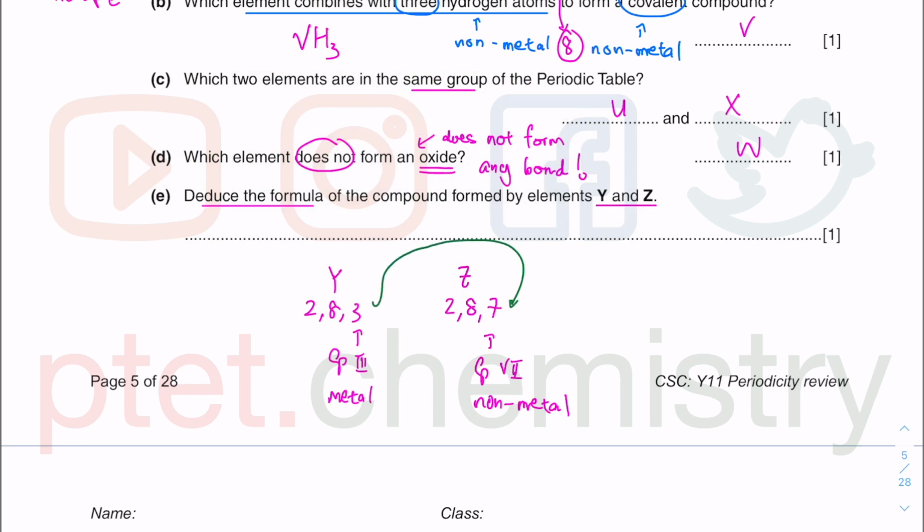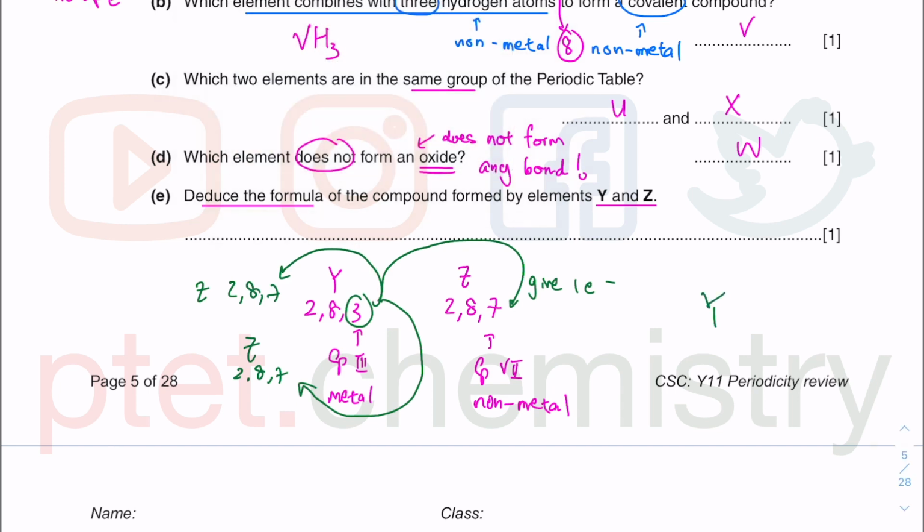I need to give away 3 electrons. So I give 1 electron to one Z, another electron to another Z, and another electron to a third Z. Altogether I give 3 electrons away, 1 to each Z. So I will have Y3+, because I lost 3 electrons, and I'll get Z minus, but I need 3 of it. So my formula is going to be YZ3, where it's ionic, 1 of Y3+ and 3 of the Z minus.